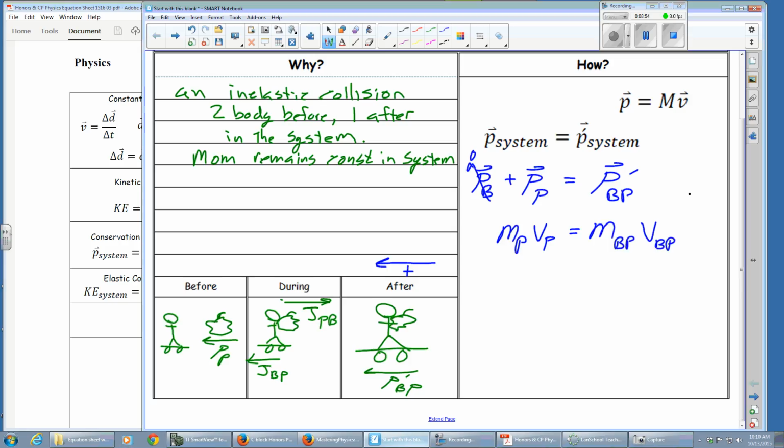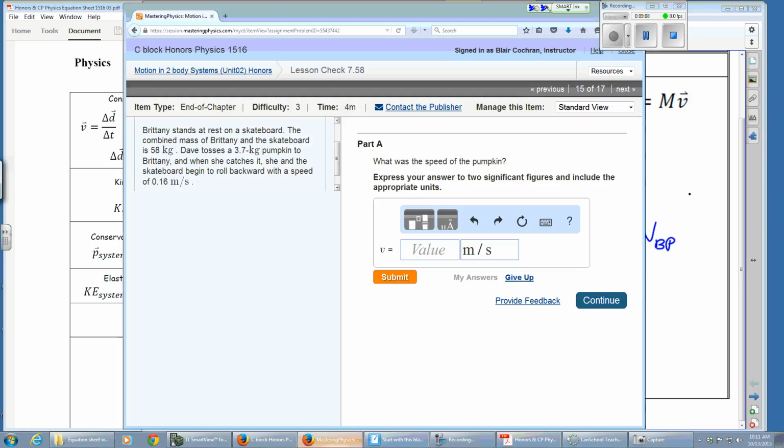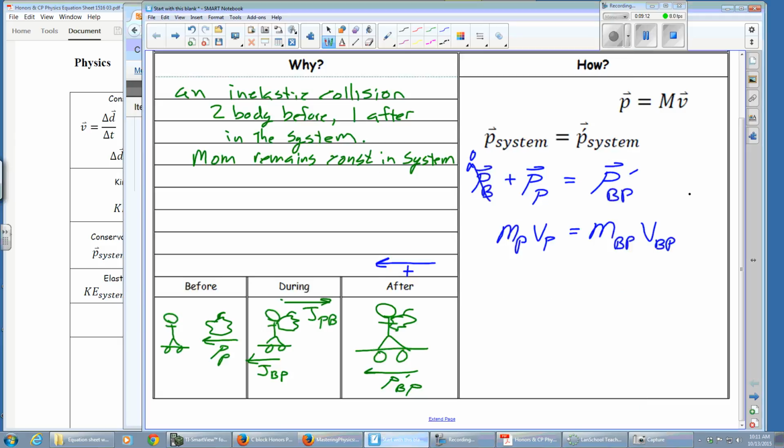I was going to plug in numbers now. I didn't have numbers for the momentum. They told me the inertias and the velocity, so I needed to go until I get those. Okay. So let's see, the inertia of the pumpkin. What did they tell me? 3.7 kilograms. So the inertia of the pumpkin, 3.7 kilograms.